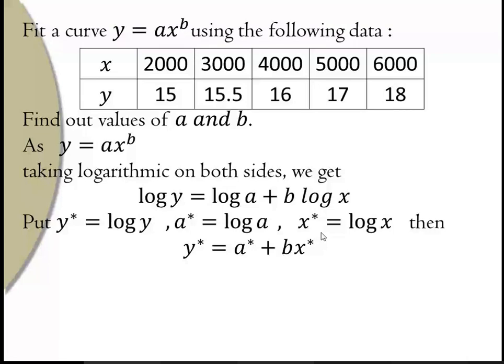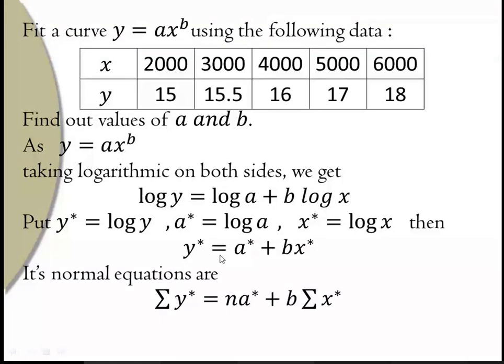Okay. Now take summation on both sides. So summation y star will be a star into summation 1, that is n, plus b into summation x star. This is the first equation. Now here we are not having x, we are having x star. So multiply this equation by x star and then take summation. So it will be summation x star y star equal to a star into summation x star plus b into summation x star square. Okay, here carefully take the term. If x star is there, multiply by x star. If x is there, multiply by x. Okay, that care we have to take.